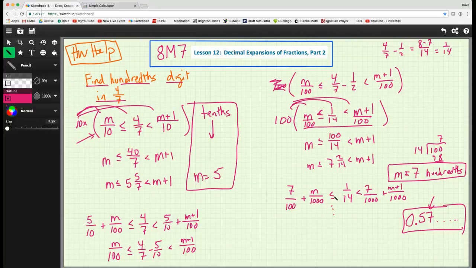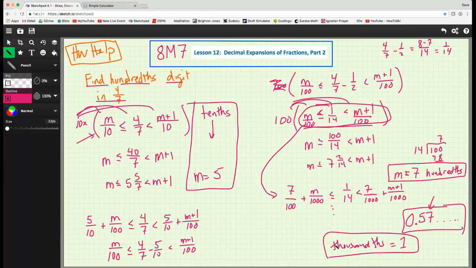Now, if you wanted to keep going, you would use this method here. You would start with this inequality, and then you'd bring it down here, and then you would just start searching for the thousandth digit. And I'll tell you, if you wanted to look for that thousandth digit, your answer is going to be a 1. Your thousandths digit will equal 1, for those of you who are really trying to get it and go through it. But we're not going to do that. We're going to keep moving along and do some more homework help.